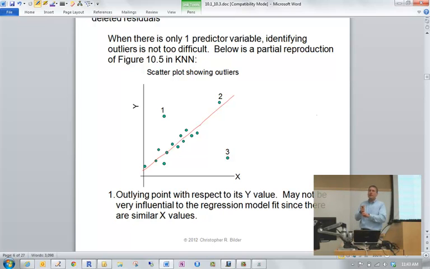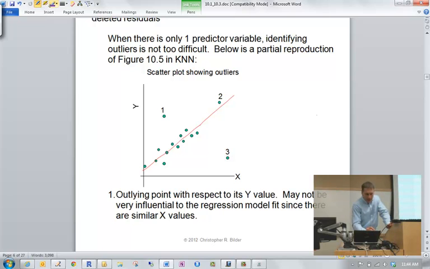What do you think is going to happen to the model when I put observation 2 in the data set? Not going to really change much because it's just continuing the same trend. So again, this is a case where, yes, we do have an outlier, but big deal. It's not really changing anything.